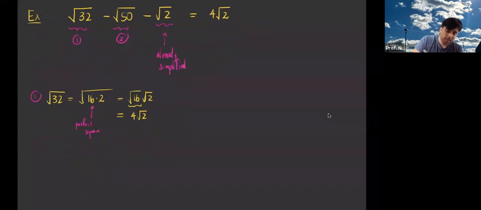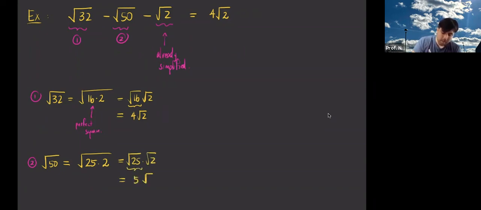And then I can do the same thing for rad 50. Rewrite rad 50 as a product of two numbers. So it's 25 multiplied by 2. So I get the square root of 25 multiplied by the square root of 2. The square root of 25 is 5. So I got 4 rad 2 minus 5 rad 2 minus rad 2.